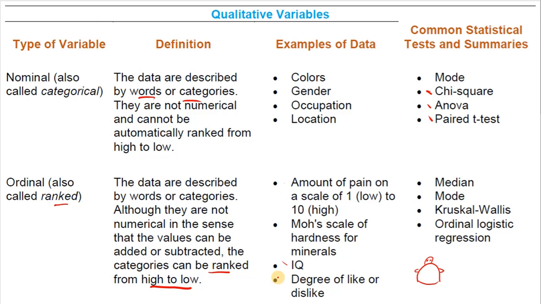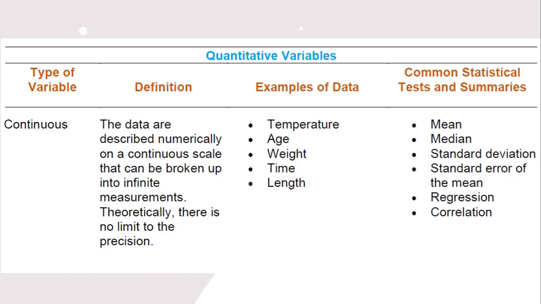Those are ordinal also. You can have your survey with checkboxes, or you can let them choose, or you can let them have one as strongly agree, two for slightly, like that. And then you can use median, mode, Kruskal-Wallis test, ordinal logistic regression. So we can study this also in another time. And then so those are your qualitative variables.